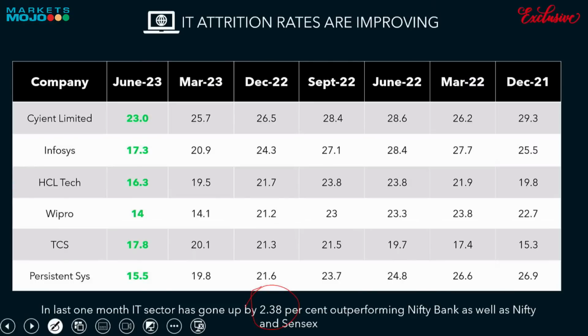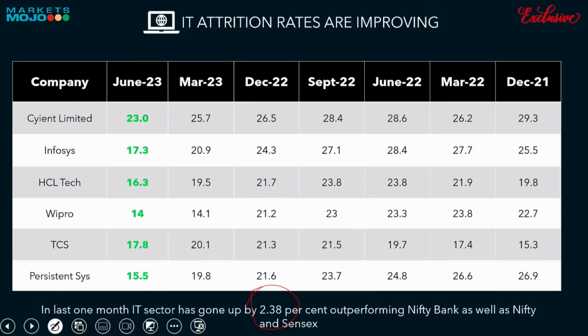If you compare, many of the players have seen lower attrition than what it was in December 2021, except TCS, which was 15.3 and is now at 17.8. Otherwise, everyone has seen their numbers declining. And the one good thing the trend clearly suggests is that somewhere in September 2022, that attrition rate seems to have peaked.